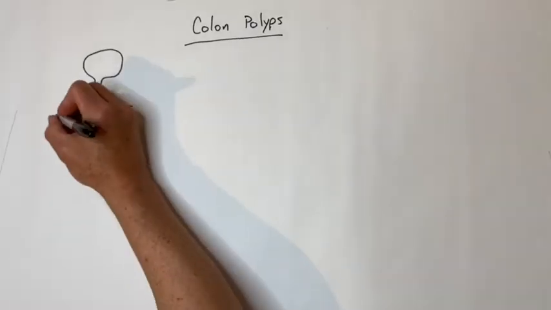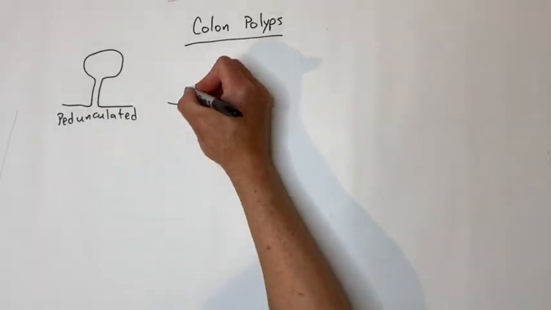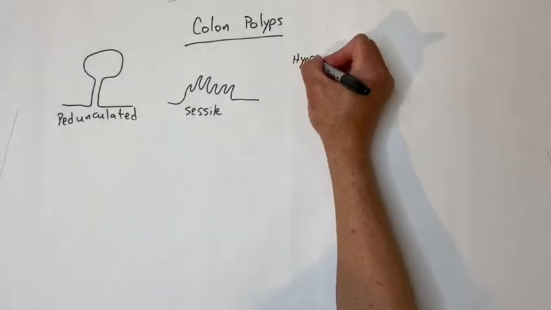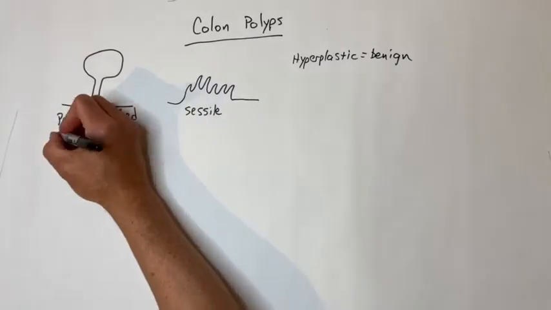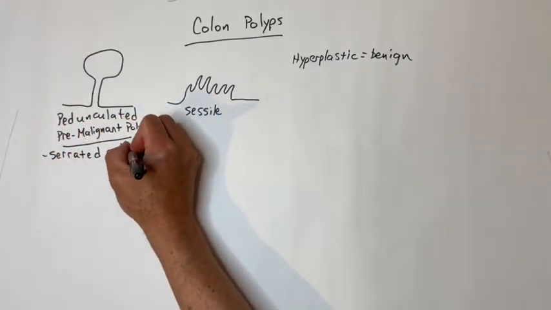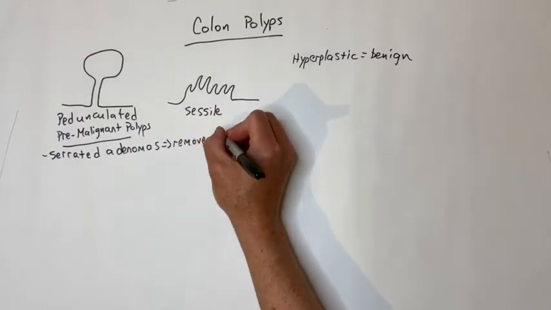Let's talk about colon and rectal polyps. Pedunculated means it looks like a mushroom, and sessile means it's flat like a carpet. This is a morphologic description, not a pathology type. Hyperplastic polyps are benign on pathology. Serrated adenomas are also premalignant and need a full colonoscopic removal.